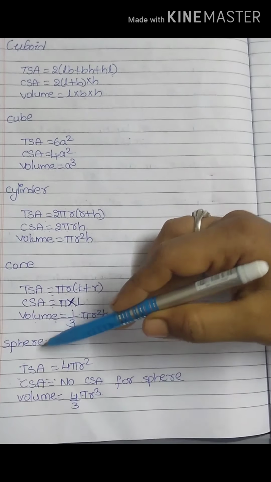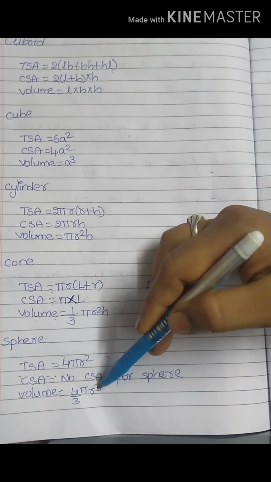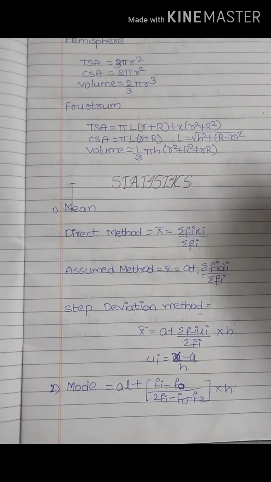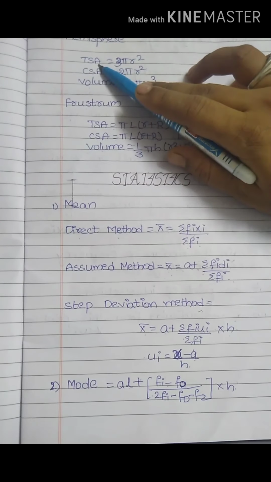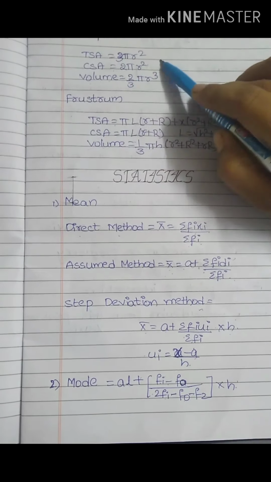Sphere. TSA is equal to 4 pi r square. There is no CSA for a sphere. Volume is equal to 4 by 3 pi r cube. Hemisphere. TSA is equal to 3 pi r square. CSA is equal to 2 pi r square. Volume is equal to 2 by 3 pi r cube.